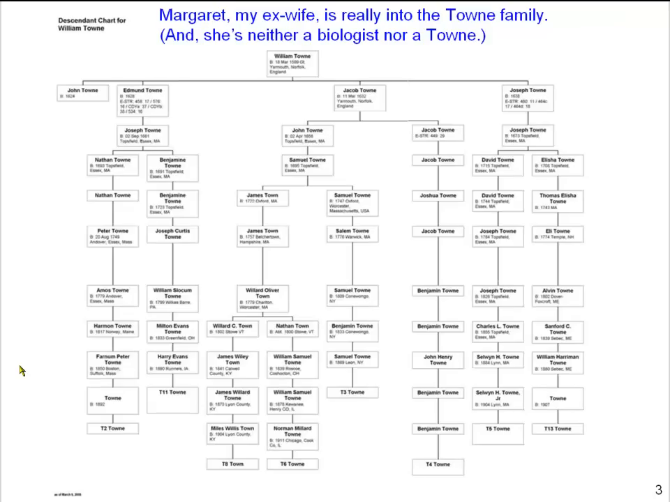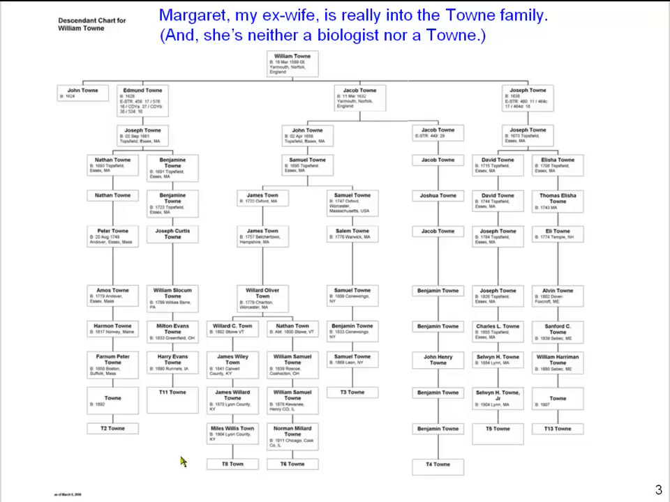The Towne family trace their ancestry to William Towne up here, who was born in England in 1599, and he, along with his 4 sons, 3 of whom we know about, emigrated to New England, to Massachusetts, in the early 1600s, and they have ancestors all the way down to the present day. The 3 original sons that we know about are named Edmund, Jacob, and Joseph. If we look, for example, at Jacob's descendants, they go down through this line. Here are 2 brothers. We come down here.